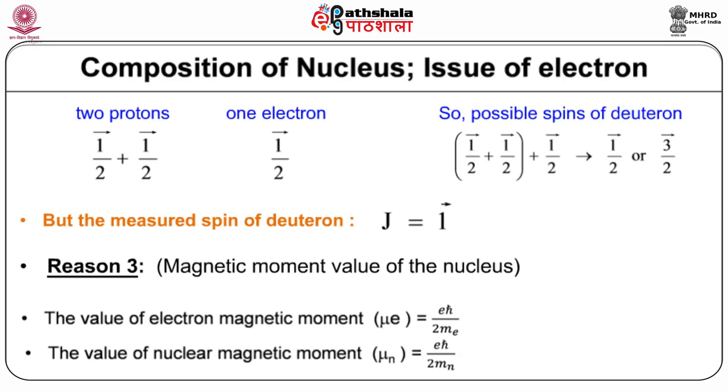Reason 3, the third reason why electrons cannot reside inside the nucleus, is on the basis of the magnetic moment value of the nucleus. In the expression, we have seen that the magnetic dipole moment depends upon the mass. If we are talking about the magnetic moment of an atom, then we use the mass of the electron. But when we talk about the magnetic moment of the nucleus, we make use of the mass of the proton or neutron. Now, as the mass of a proton is 1837 times the mass of the electron, when we put the mass of the proton in to calculate the magnetic dipole moment of the nucleus, we find that it is roughly 1/1837 times the magnetic dipole moment for the atom.